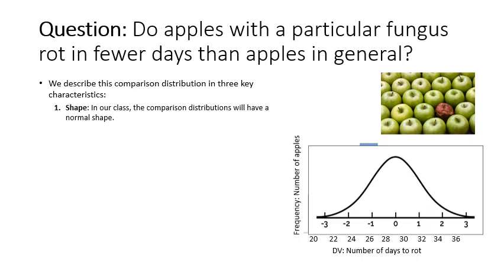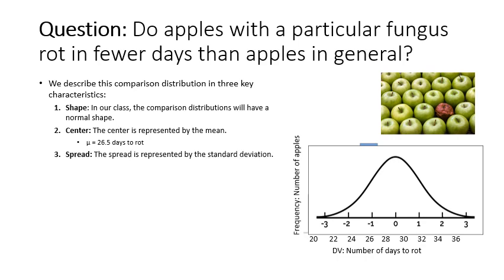So after we work with it, we usually just see the shape of the histogram, and we describe this comparison distribution in 3 characteristics, and the first is the shape. And in our class, we're always going to assume that the comparison distribution, that is the number of days to rot for all these apples, has a normal shape. And that's what we'll pretty much be writing for shape in the next few weeks. Shape, normal. But we also describe this comparison distribution, the number of days to rot, in terms of its center. And so we would just calculate the center, mu, is 26.5 days to rot.